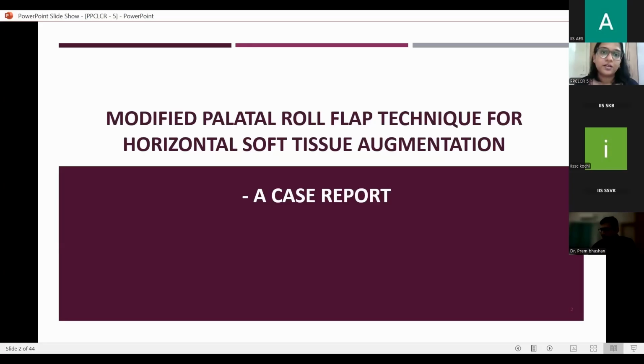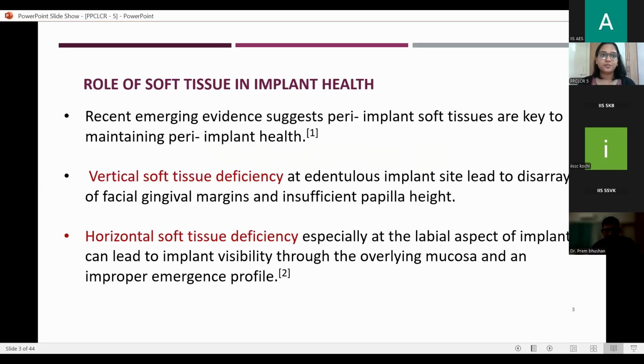Good evening, all. I'm presenting a case report on the modified palatal roll flap technique for horizontal soft tissue augmentation. Starting with a brief introduction on peri-implant soft tissue health, recent emerging evidence suggests peri-implant soft tissues are helpful in maintaining peri-implant health. Vertical soft tissue deficiency at an edentulous implant site can lead to a disarray of facial gingival margins and insufficient papillary height. Similarly, horizontal soft tissue deficiency, especially at the labial aspect of the implant, can lead to implant visibility through the overlying mucosa and an improper emergence profile.